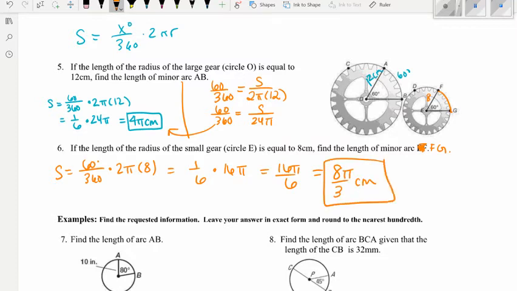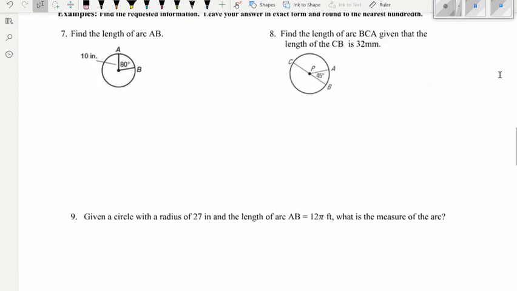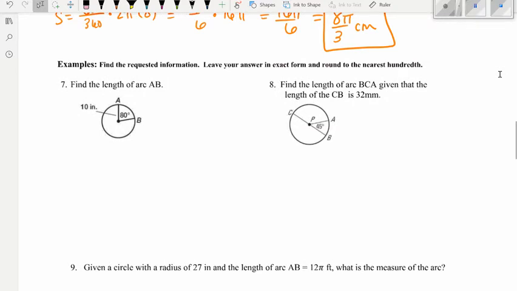So we're going to leave our answer in terms of pi, and also if we can use the exact answer instead of a rounded decimal answer, we're going to also do that. So for the next examples, it says, find the requested information, leave your answer in exact form, and round the answer to the nearest hundredth. So we're going to also round to the nearest hundredth if applicable.